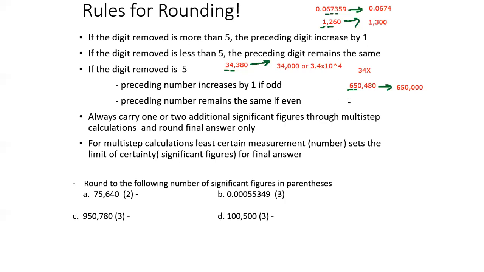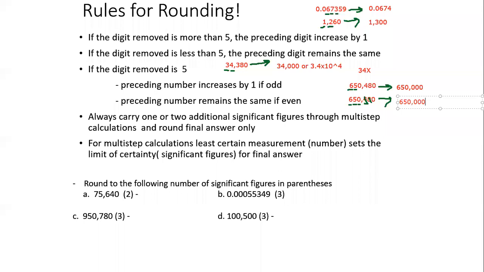Now let's say we take the same number and we want to keep 3 significant figures. So we go 1, 2, 3. After the 0, we have a 4. And 4 is less than 5. So we need to drop the 4 and the 8 and replace them with trailing zeros. However, if we were to do that, we would get 650,000. But this wouldn't be correct because we need three significant figures.